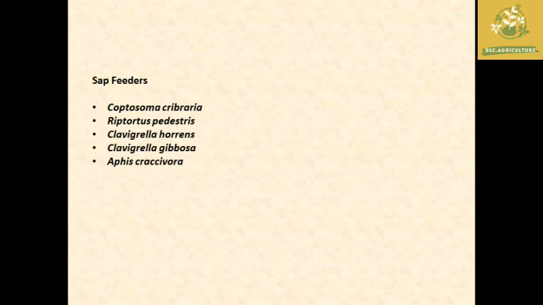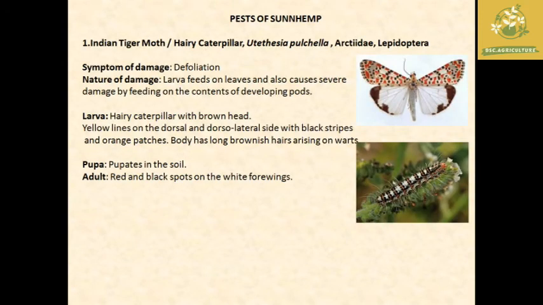And now we are going to see the Indian tiger moth, which is a hairy caterpillar. The scientific name is Euthesia punchinella, and the family is Arctiidae and the order is Lepidoptera. The major symptom of damage is defoliation. It feeds on the leaves and also causes damage by feeding on the developing pods. It cannot destroy the fully developed pod, but in the early stage of pod development, it destroys them by cracking or eating parts of the pods.